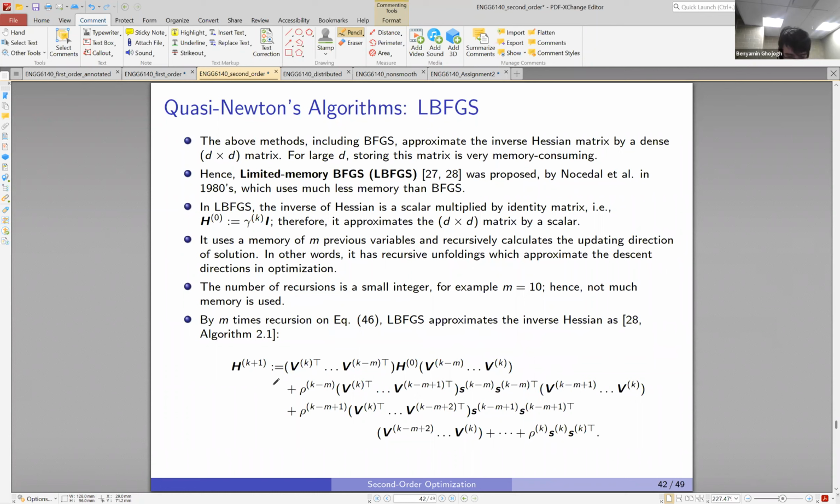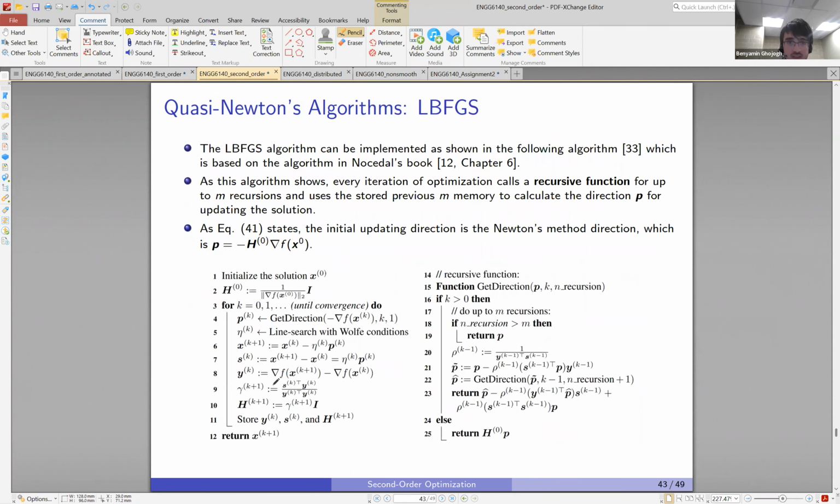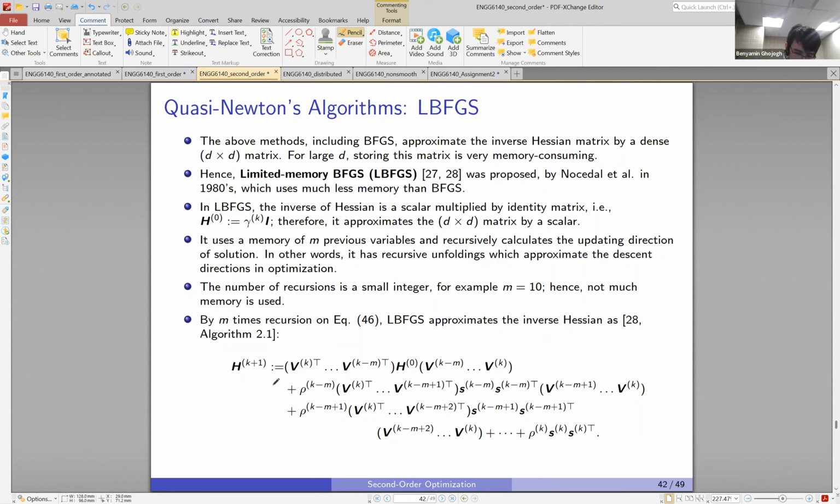Okay. Now let's talk about LBFGS a bit before concluding this slide deck. So we talked about BFGS. Now its limited memory version. The above methods, including BFGS, approximate the inverse Hessian matrix by a dense D by D matrix, right? What is D? The dimensionality of variable X, right? What if we have a huge D? Then storing that matrix is very memory consuming.